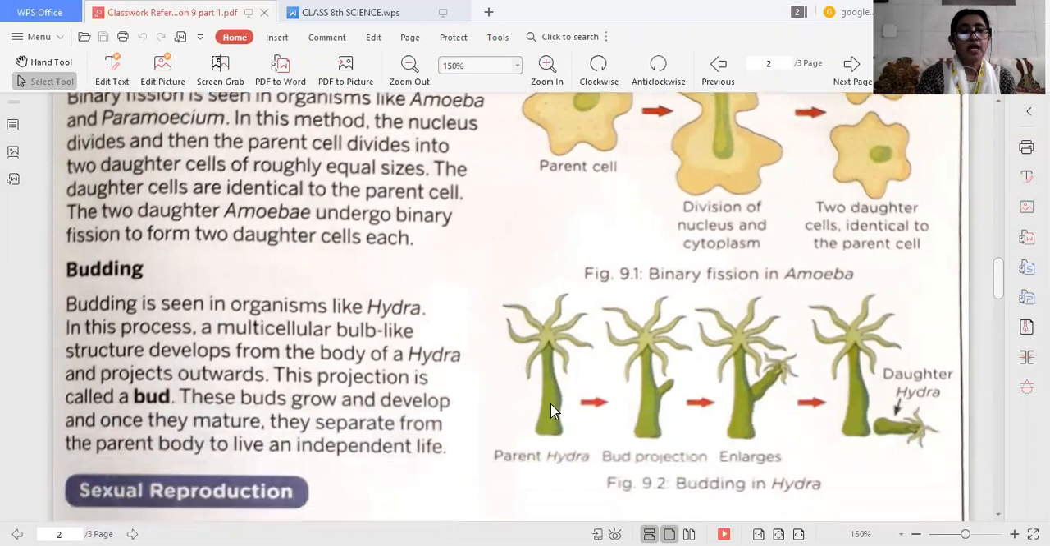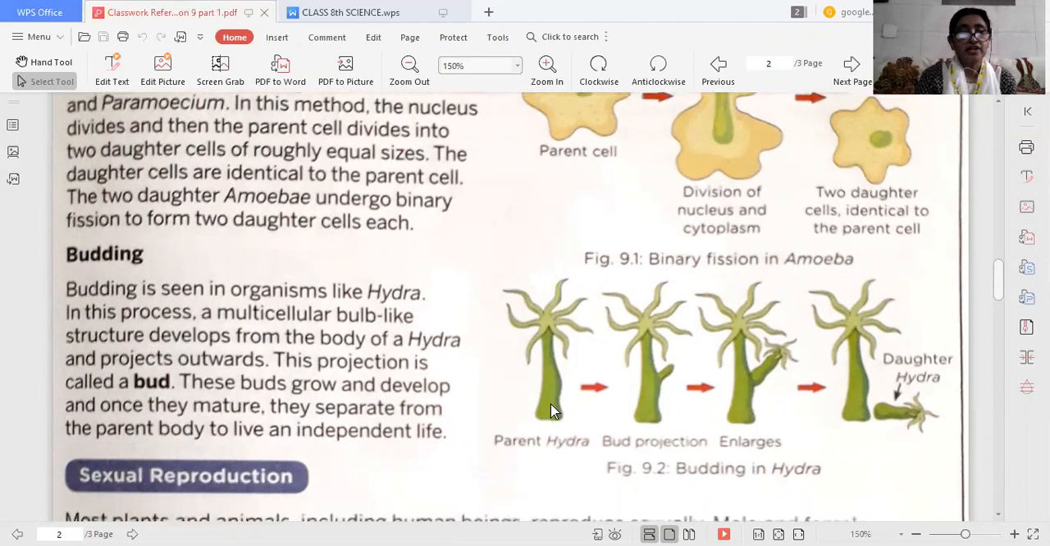Second is budding. Budding is usually seen in organisms like hydra. In this, a bulb-like structure grows from the body of the organism, which is known as a bud. Like in the hydra, a small bulb-like outgrowth is formed on the body. When this bud grows, develops and matures, it separates from the parent body, and then it grows independently. So that is all about the two types of asexual reproduction, budding and binary fission.